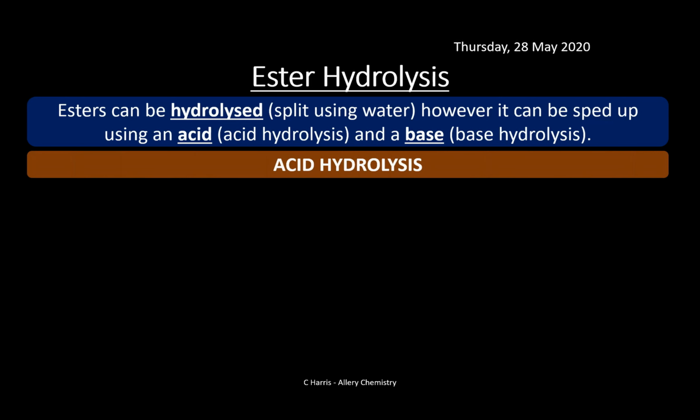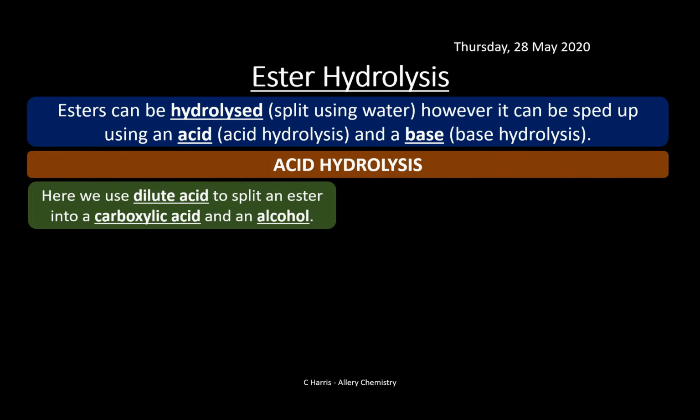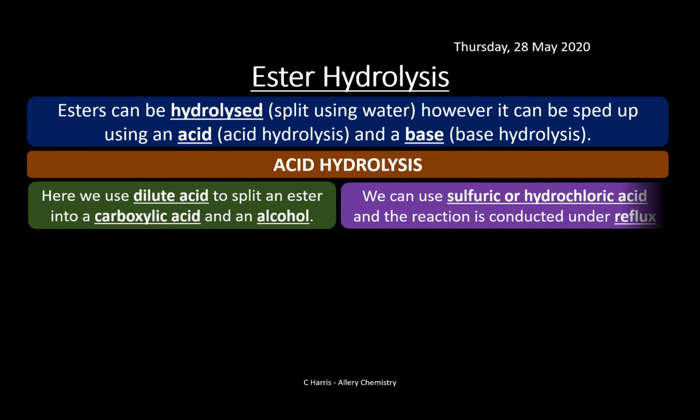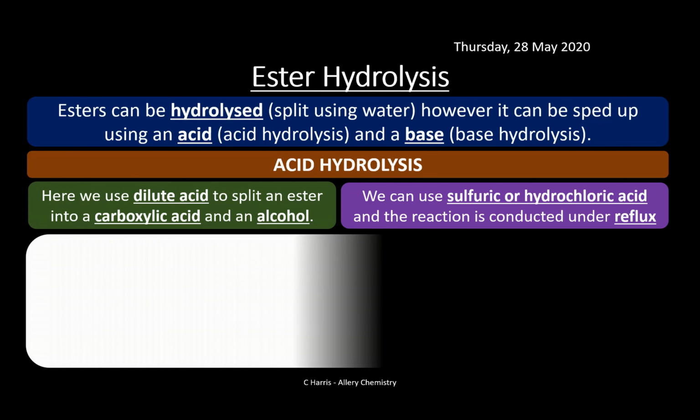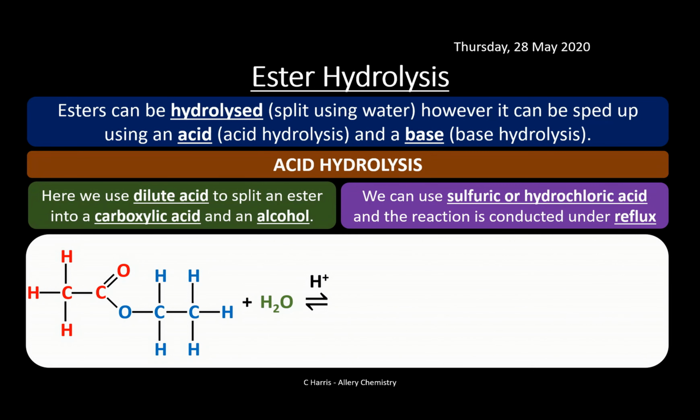So we're going to do acid hydrolysis first. So here we're going to use a dilute acid to split the ester into its constituent components. So that was carboxylic acid and the alcohol. So we can use sulfuric or hydrochloric acid, and the reaction is conducted under reflux. So let's have a look. So we've got our ester here, and I've color coded it so we can see what's going where.